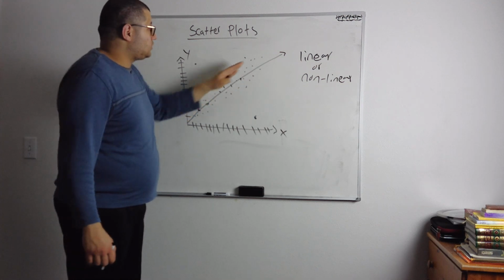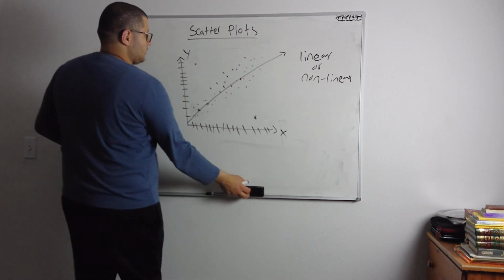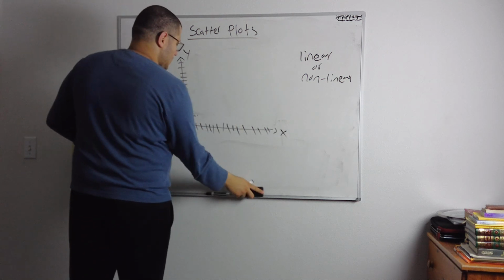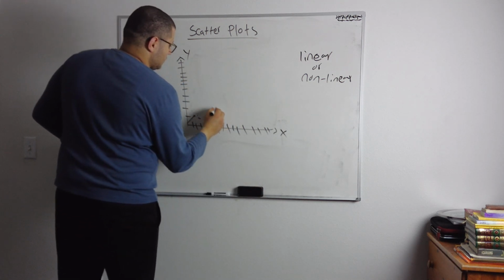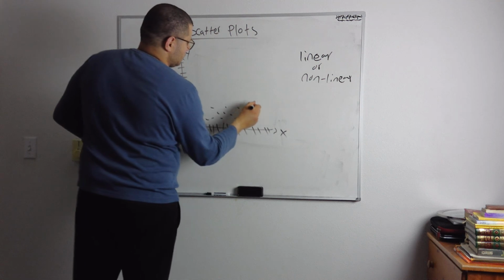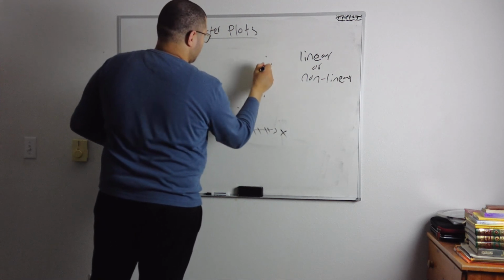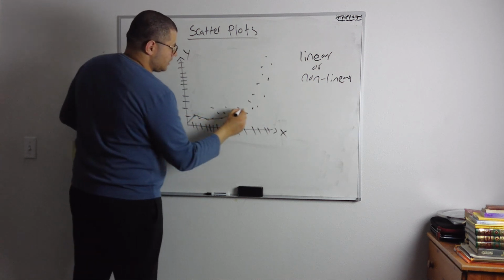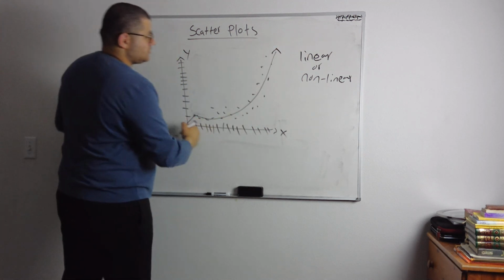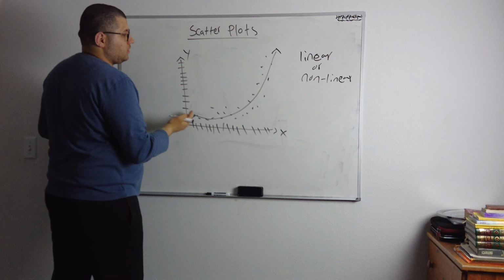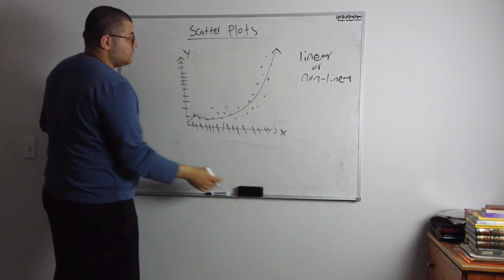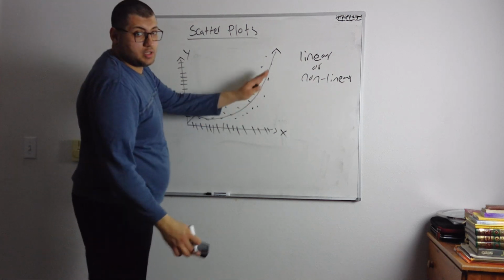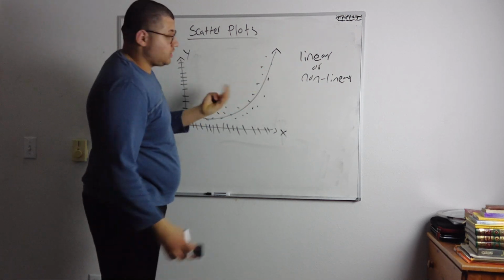But if you're not able to draw a line like this, let's say your data was going like that. Can you draw a straight line? Nope. It's gonna have to be like that, right? Is this a linear correlation? It's not a linear correlation. It's not a straight line, right? So that makes sense. But it is going up. So this is a positive trend with a nonlinear correlation, right?